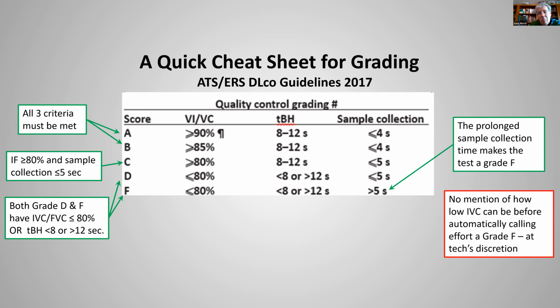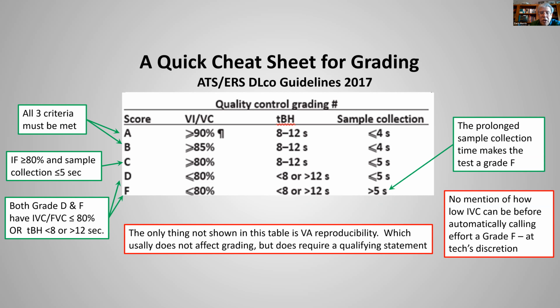Notice how the guidelines don't mention what's considered an F as far as IVC. I mean, what if it's 40%? It doesn't even mention that at all, but I think that's kind of common sense. You've got to have a test that bad. I don't think the techs are going to keep it anyway. The only thing that's not showing on this table is when you have to add the statement that alveolar volumes are not reproducible, because that doesn't affect the grade, whether they're reproducible or not. It's still going to be the same grade. You're just saying how reproducible it is.